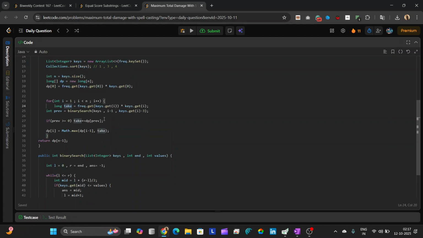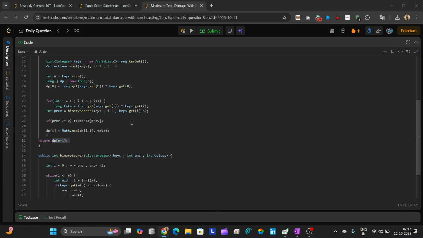Then here again I'm checking whether my previous value is valid or not. If my previous value is greater than or equal to 0, that means this value is taken in our answer. After that I'm storing it in a take variable, and comparing dp of i minus 1, our last value, with our current value. Whichever is the maximum, I store in my dp of i. Then I'm returning dp of n minus 1.